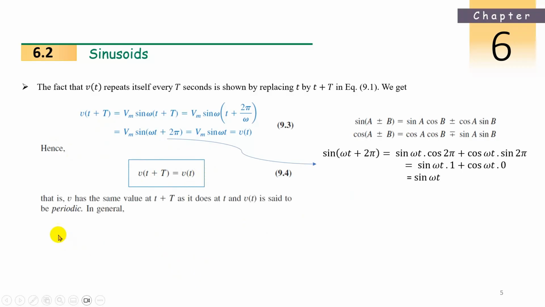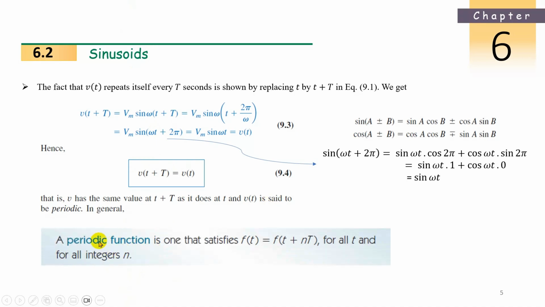And the general equation we can also write here. Thus, V has the same value at t plus T as it does at t, and V of t is said to be periodic. That's why we call it periodic, because it is the same for every cycle. Every period is the same. Now the complete definition we can write: a periodic function is one that satisfies function at time t equals function at time t plus n capital T, where T is the time period, for all time t and for all integers n.